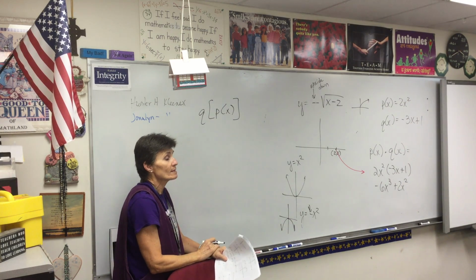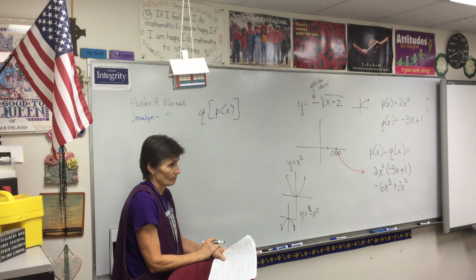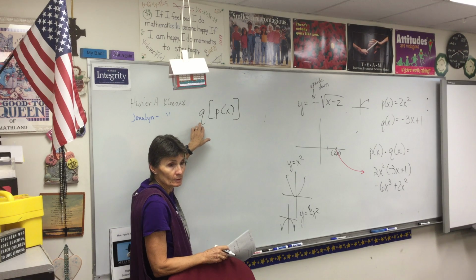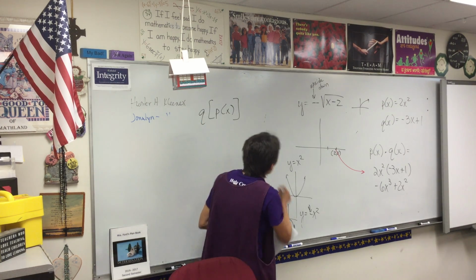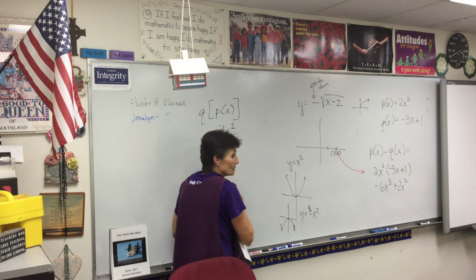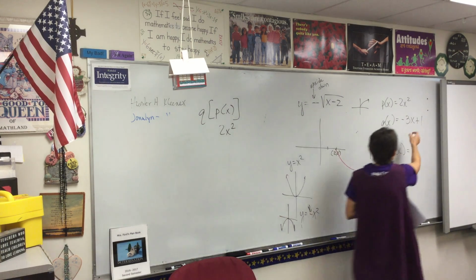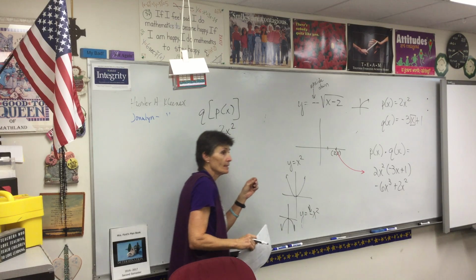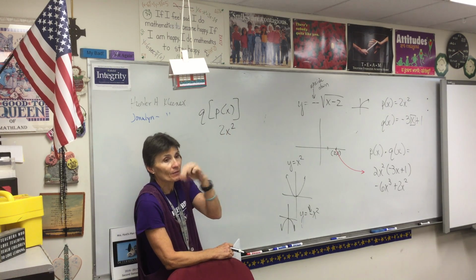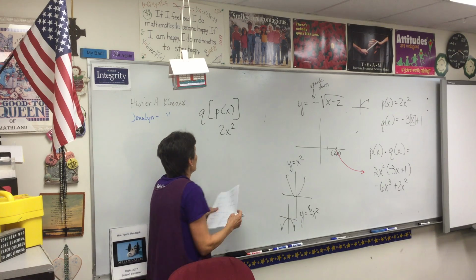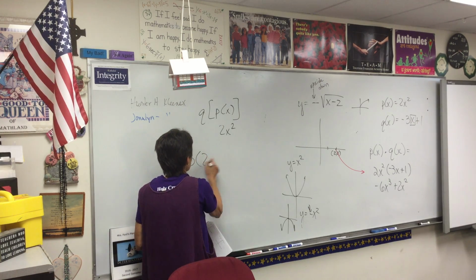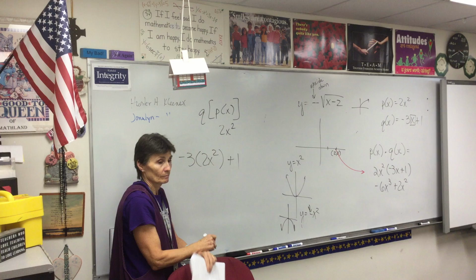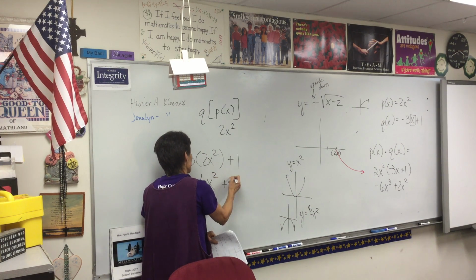Same two functions. What does this mean? This means put P into Q. Okay, so what's P? 2x squared. Now I'm going to take that and put it right here. I'm putting the P function in for the x in the Q function. So that will be negative 3 times 2x squared plus 1. Negative 6x squared plus 3, plus 1.